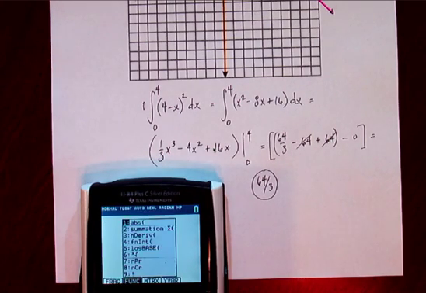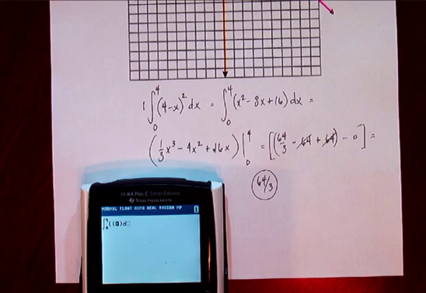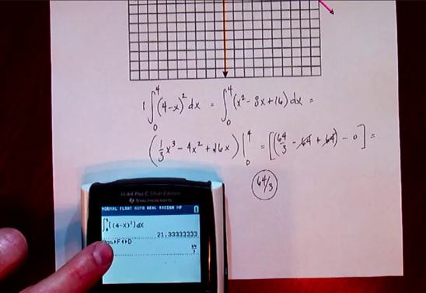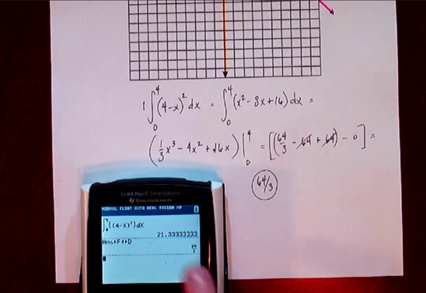Let's go ahead and do the integral from 0 to 4 of 4 minus x. Now, if it were a more complicated function, I would probably go and plug it into y1 and put y1 right there instead of 4 minus x. That's 21.333333. And if you want to see it in fractional form, you do alpha f1 and you go down to option 4, and that takes your answer from fraction to decimal or vice versa, and it winds up being 64 thirds, just like we got right here.